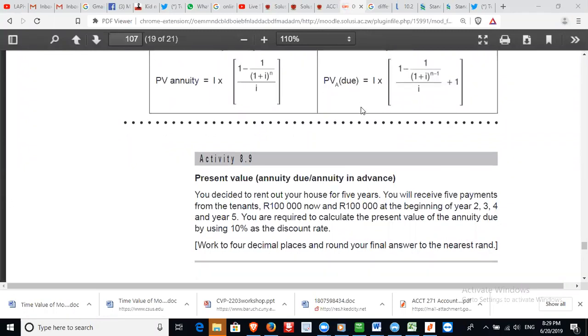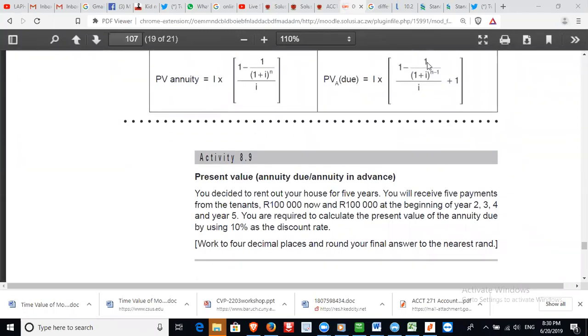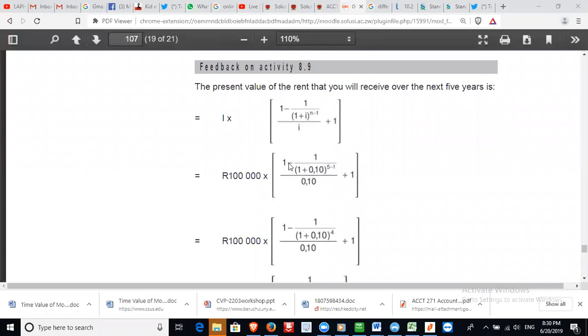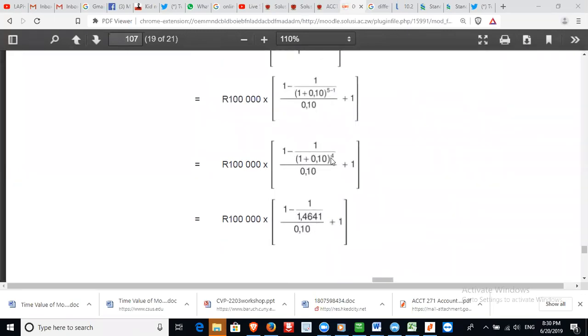Right, so in our calculation, it's supposed to be 1 minus 1 over 1 plus our interest element, 10%. So it's going to be 1.1 to the power n, which is 5, 5 minus 1, 4. So it's going to be 1 minus 1 over 1.1 to the power 4, over 0.1, plus 1, which is like this: 100,000 multiplied by 1 minus 1 over 1 plus 0.1, 5 minus 1, over 0.1, plus 1, which is 5 minus 1, it's 4.